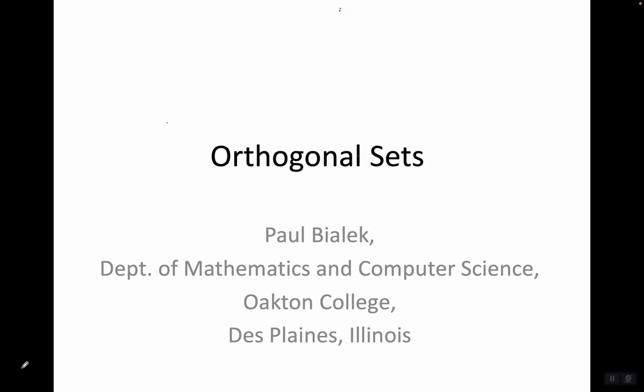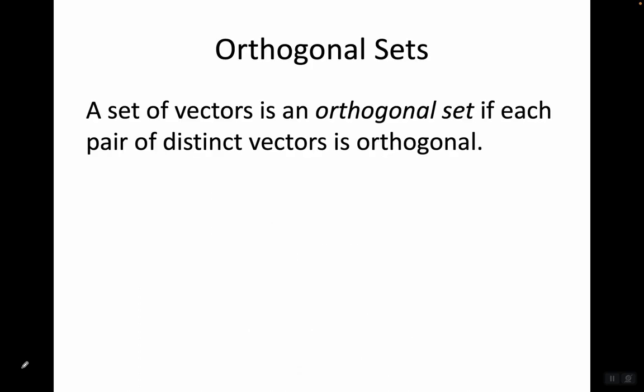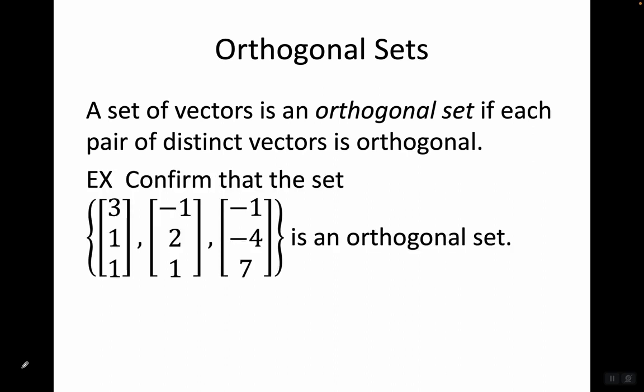Let's look at orthogonal sets. A set of vectors is an orthogonal set if each pair of distinct vectors is orthogonal. For example, confirm that the set (3, 1, 1), (-1, 2, 1), (-1, -4, 7) is an orthogonal set. Well, let's look at these vectors in pairs.